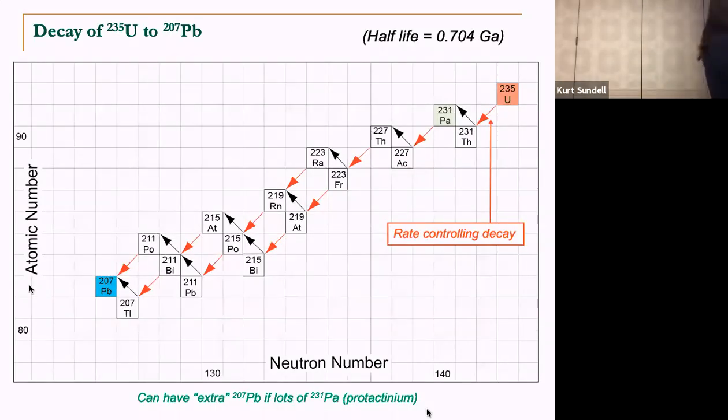Okay, second decay chain, uranium-235 to lead-207. This works the same way. We start up here, uranium-235 comes down the decay chain, ends up at lead-207. Similarly, we have protactinium-231. If we have lots of protactinium, we can get extra lead-207. The half-life is wildly different, only 704 million years. So this is the power of uranium lead geochronology. We have two clocks, they're ticking at different rates, and we can combine those to get a really meaningful age, and we can test how good that age is by comparing our two clocks.